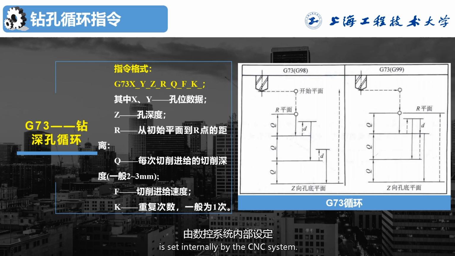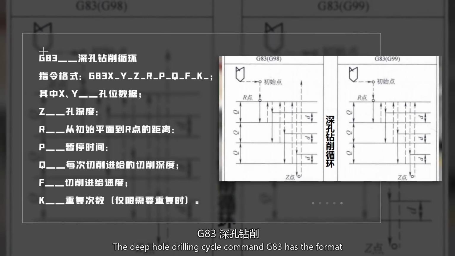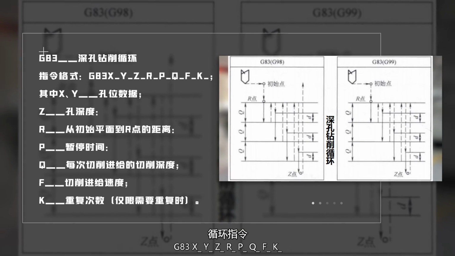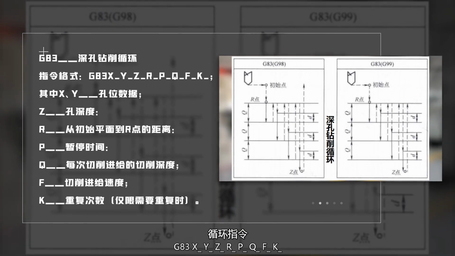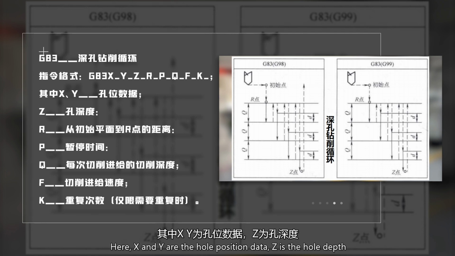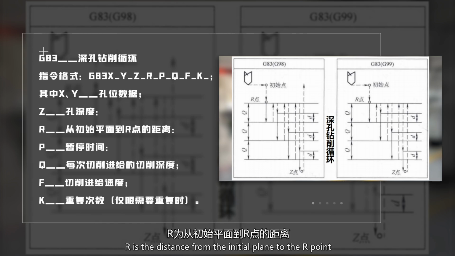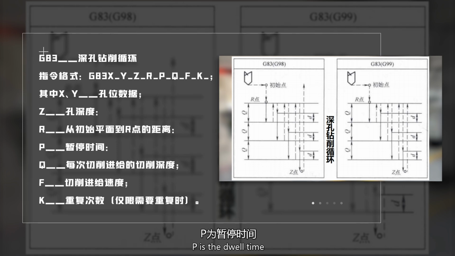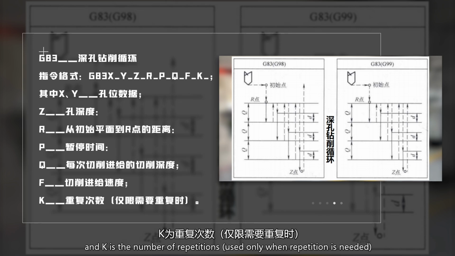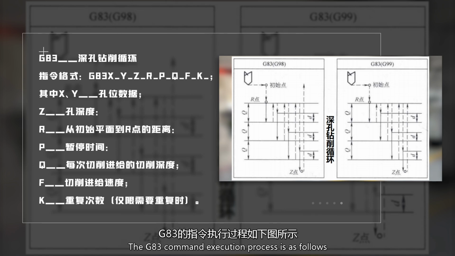The deep hole drilling cycle command G83 has the format G83 X, Y, Z, R, P, Q, F, K. Here, X and Y are the hole position data, Z is the hole depth, R is the distance from the initial plane to the R point, P is the dwell time, Q is the cutting depth per pass, F is the cutting feed rate, and K is the number of repetitions, used only when repetition is needed. The G83 command execution process is as follows.